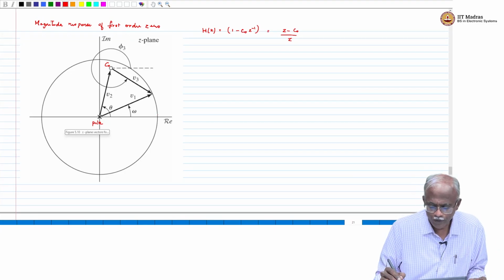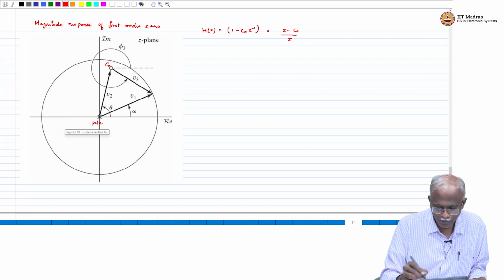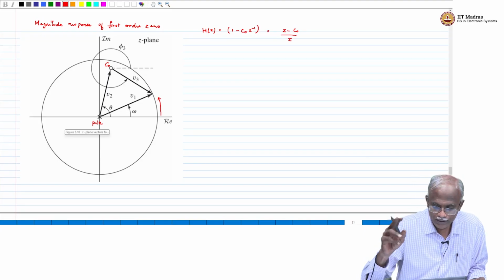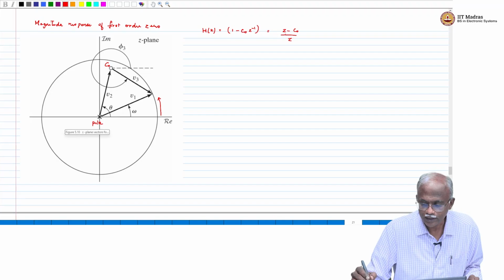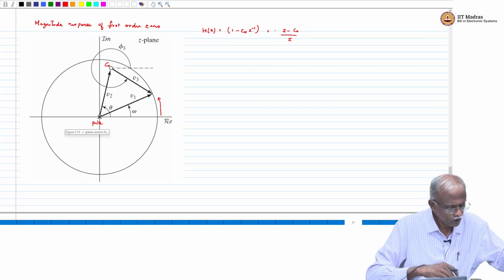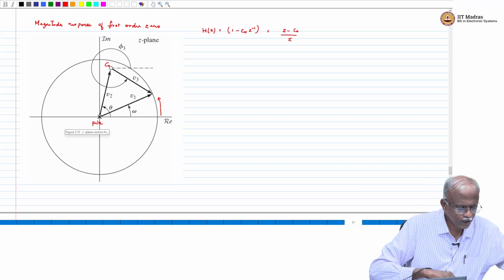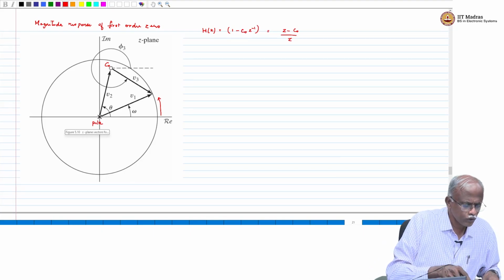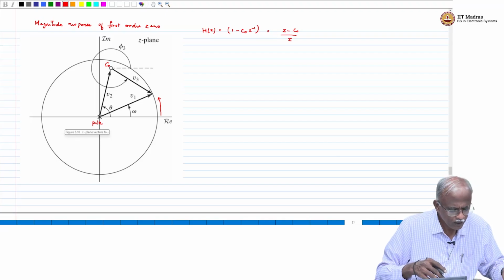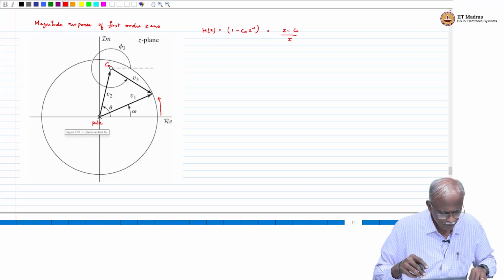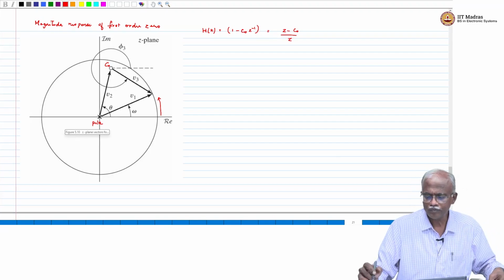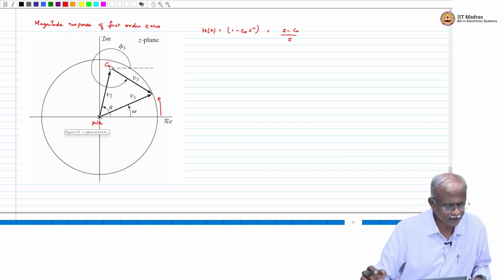Okay, so now what we are going to do is we are going to traverse, to get the magnitude response, along the unit circle in a counterclockwise direction, and at every stage we want to get the magnitude response. So here is how we are going to be looking at the study of the magnitude response. We will look at this particular first order system as a ratio of two vector quantities.